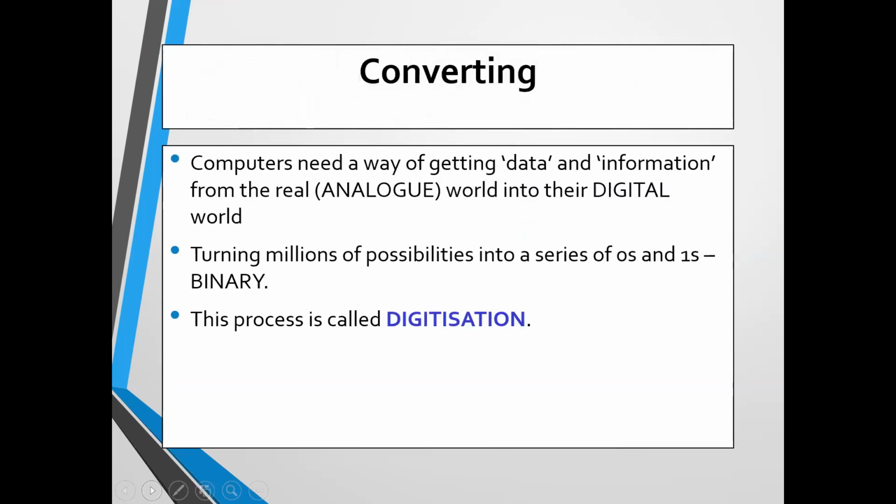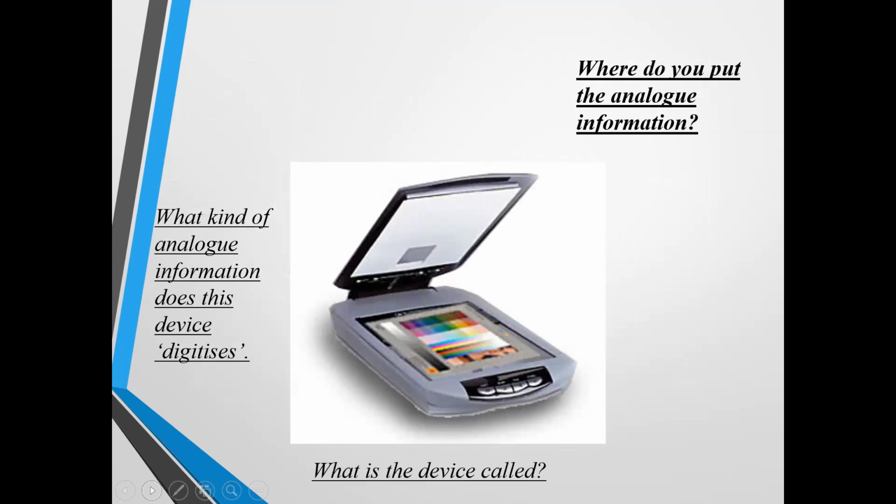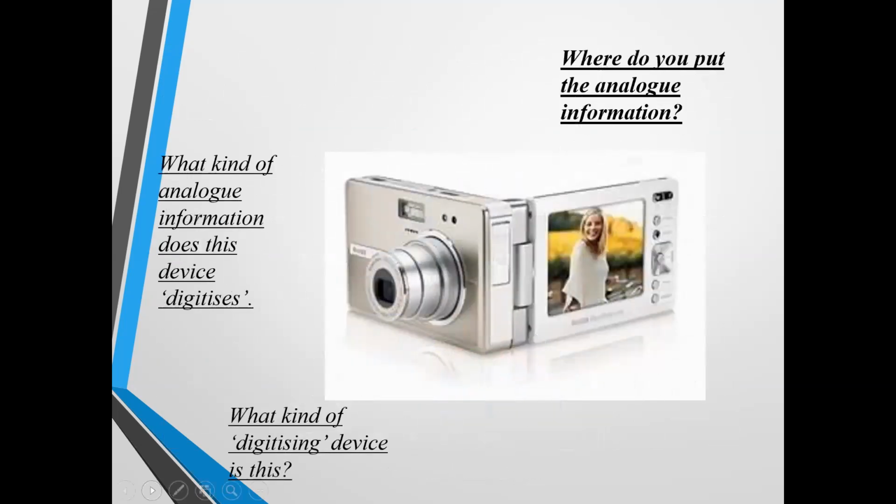Converting analog data into digital data is what we term as a process known as digitalization. In digitalization, we need to see, what are you using? Are you going to use a scanner? Are you going to use a photocopier? Are you going to use a camera? We are going to see a number of these devices. This is a scanner. This is a digital camera.